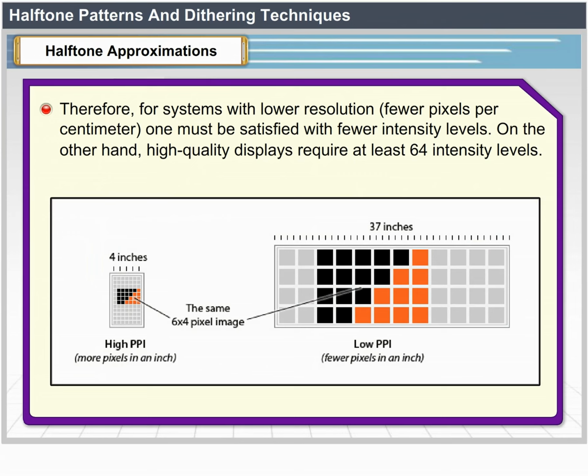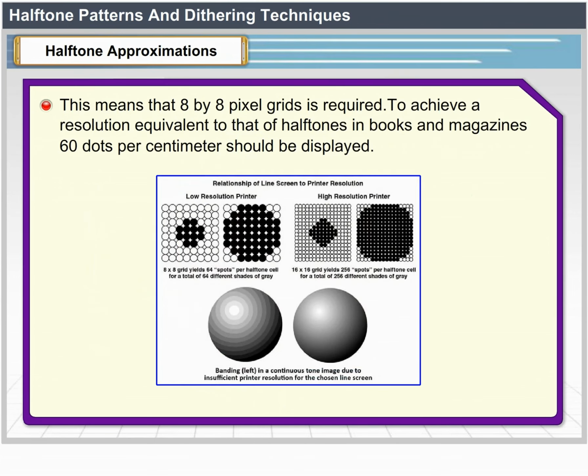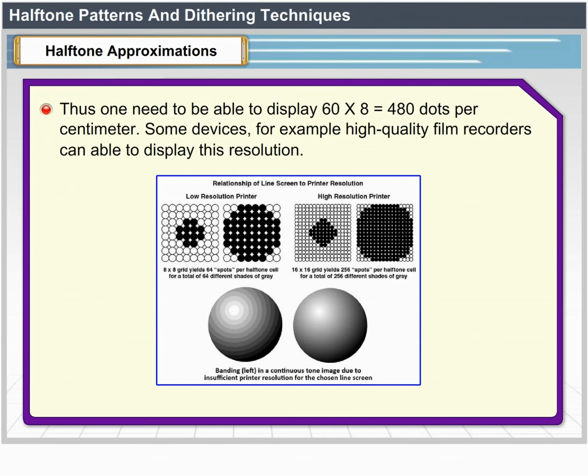On the other hand, high-quality displays require at least 64 intensity levels. This means that we need 8 by 8 pixel grids, and to achieve a resolution equivalent to that of halftones in books and magazines, we must display 60 dots per centimeter. Thus, we need to be able to display 60 by 8 equals 480 dots per centimeter. Some devices, for example high-quality film recorders, are able to display this resolution.